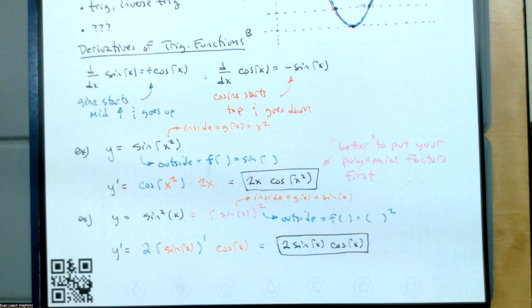Any other way I could write 2 sine x cosine x? Anybody recognize this? This would be a really difficult thing to recognize. I'm going to give a hint. Hey Siri, what are the double angle identities? Oh, she just looks them up on the internet too. Thank you, Siri. Oh, and then she turned off.